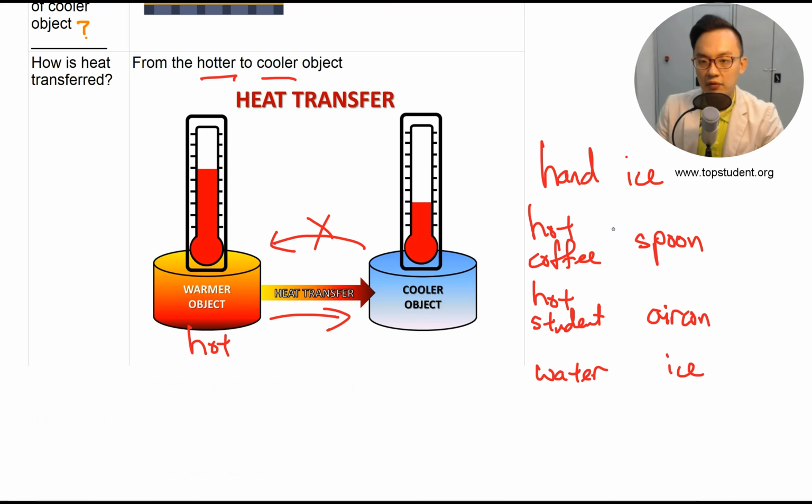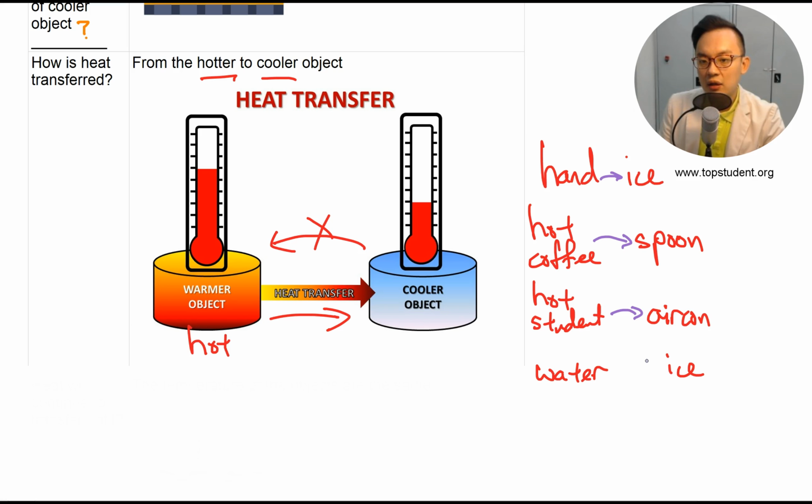You have seen some of these. Hand and ice, which one will be transferred to which one? The hand is warmer than ice, so the heat is transferred from the hand to the ice. Hot coffee and spoon. In what direction will the heat be transferred? From the hot coffee to the spoon. A hot student who's feeling warm in an aircon room. Which is warmer? The hot student is warmer, so the heat goes from the hot student to the aircon.